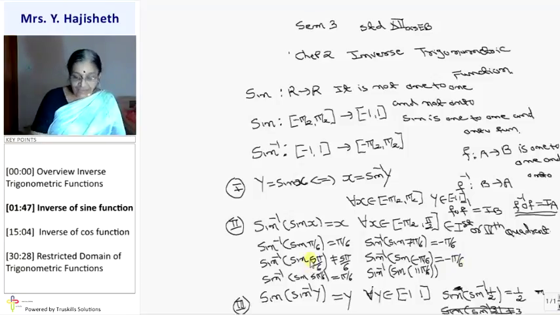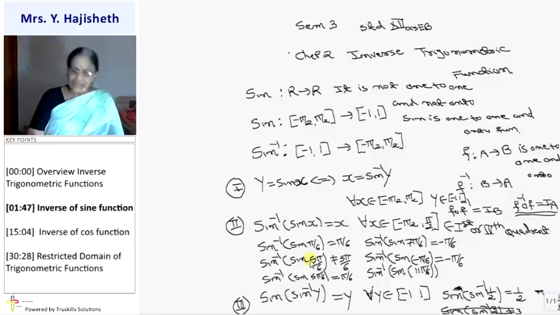Same way, suppose I take pi by 4. Now tell me, sine inverse sine pi by 4 is pi by 4. Sine inverse sine 3 pi by 4, second quadrant, so pi by 4. Sine inverse sine 5 pi by 4, third quadrant, so minus pi by 4. And sine inverse sine minus pi by 4, or 2 pi minus pi by 4, so 7 pi by 4. Again it is minus pi by 4.